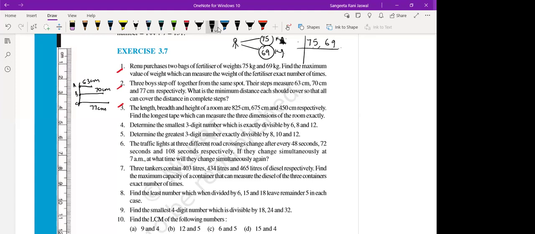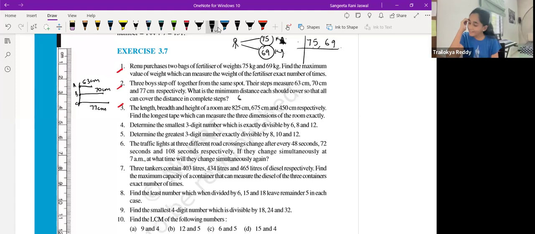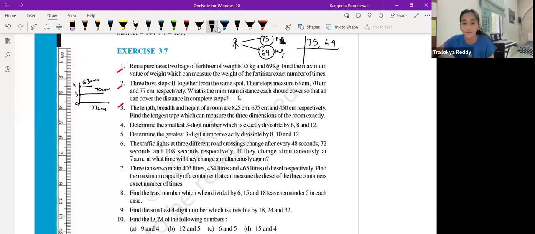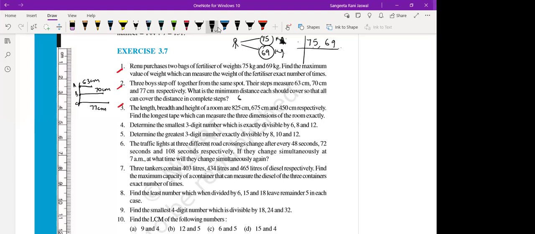This is coming to be something different. Check out what is the LCM. Yes, ma'am, I did it wrong. So what is the correct answer? Ma'am, I got 5590. Again check. This is not correct.